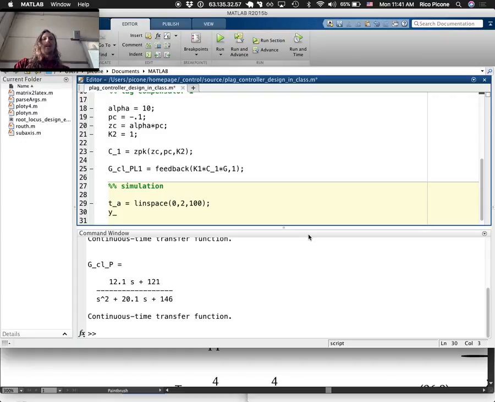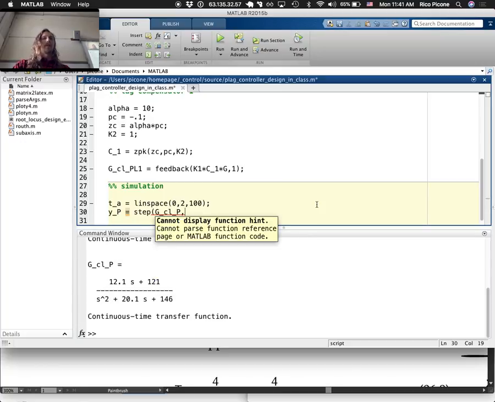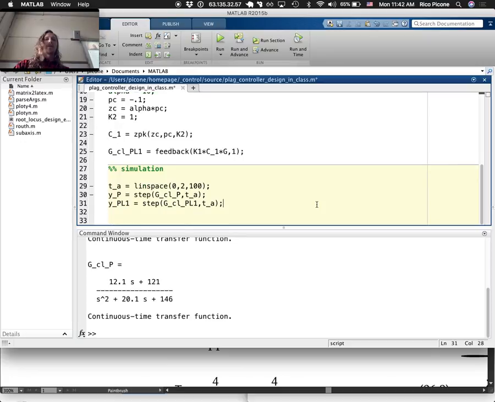YP is equal to step of the closed loop system. So G closed loop for our P controller, and then our time array. And then we have also our proportional lag controller step response. So the same syntax again. So those are our 2 step responses. And now let's plot.